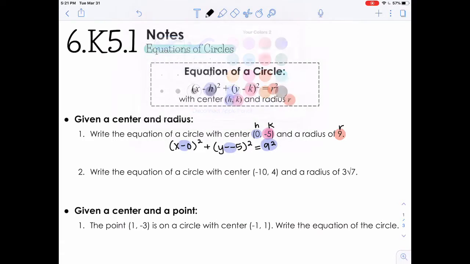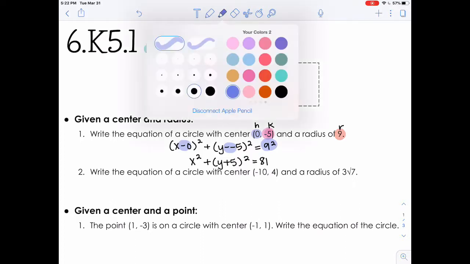So first, what I see is a minus 0. Minus 0 does not affect the value of x. So what we can really say is just x squared. We don't really need to subtract 0. 0 is nothing. So what we can do is change that into x squared and then add y. And then I have this double negative, and we know that that turns into a positive. So y plus 5 squared. And then we can go ahead and simplify 9 squared, which is 81. Okay, and this is going to be our final answer.